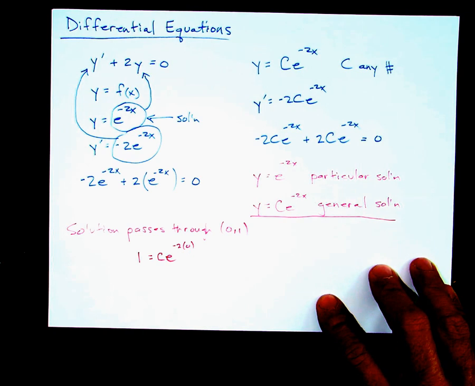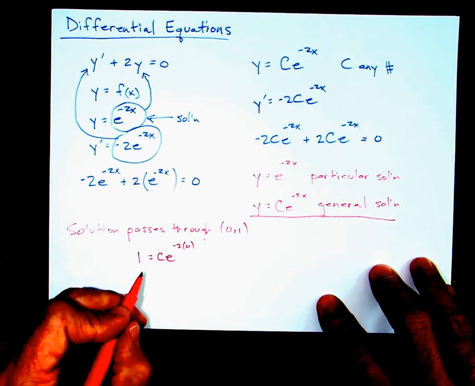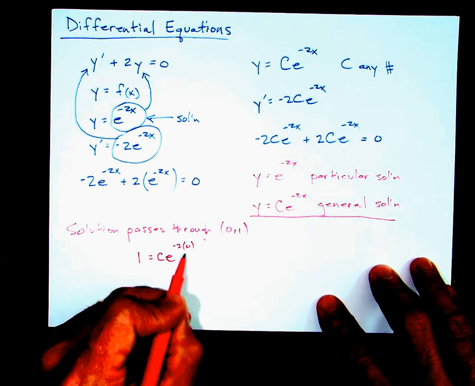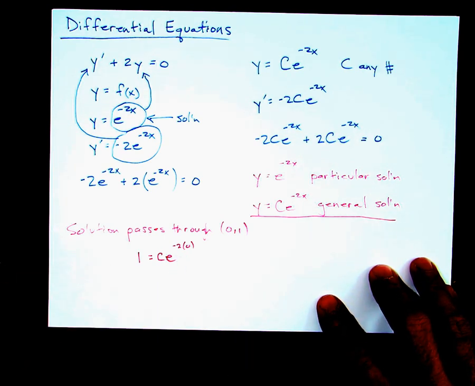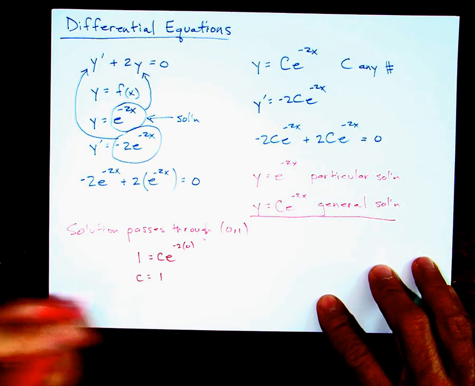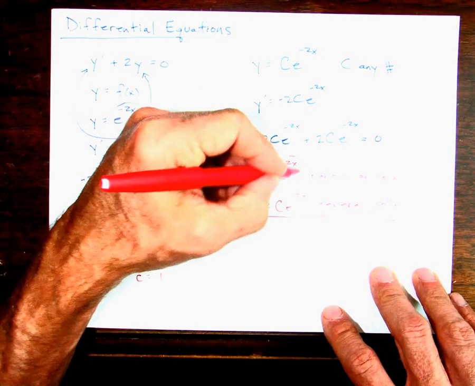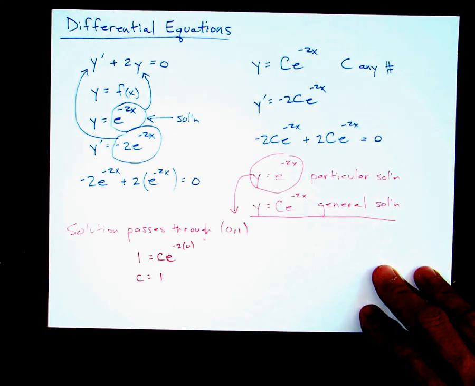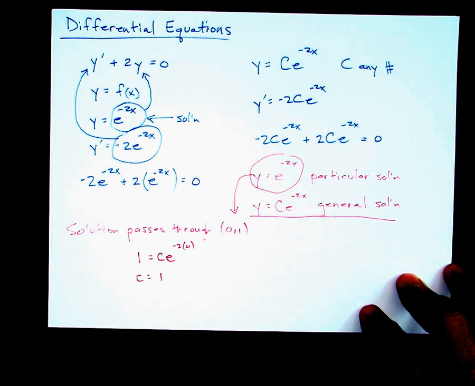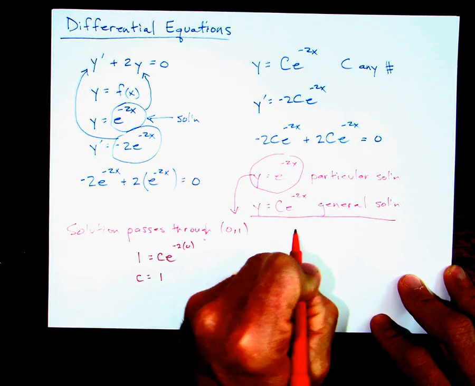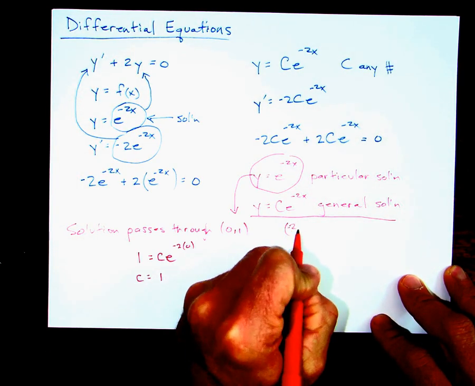times 0. Well, e to 0 is always 1, no matter what else is going on up here. Actually, anything to the 0 power is 1. So this means that c equals 1. So this particular solution is the one that passes through this particular point. But there may be a different solution that passes through a different point. So for example, what about the one that passes through the point -2, 5?